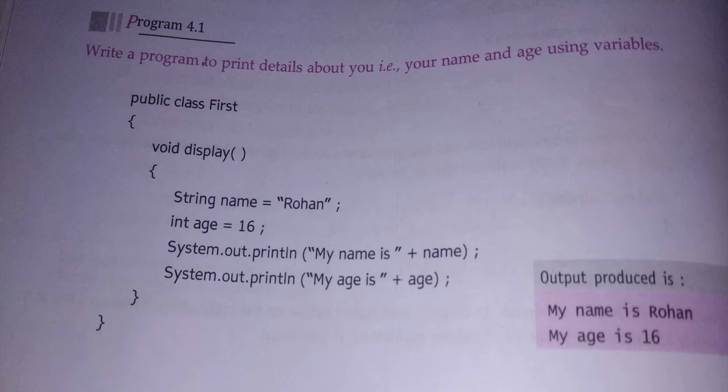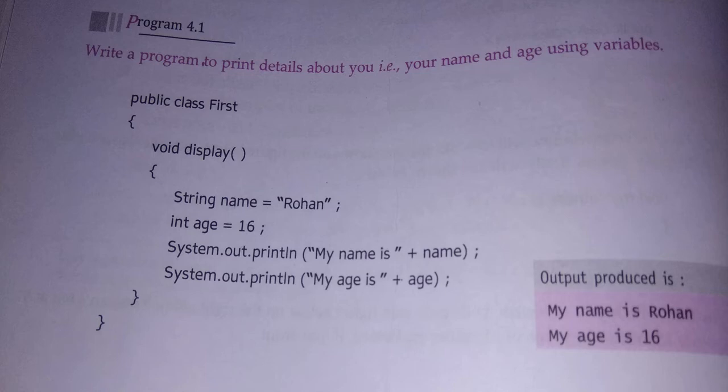System.out.println, and then I will first give the message in the quotes, my age is, and then I will join it with the variable. What is my variable? Inside that, my age is given. Yes, age. So I will join it with age. How will I write? My age is in double quotes to print the message as it is, and age will print the value stored in variable age.